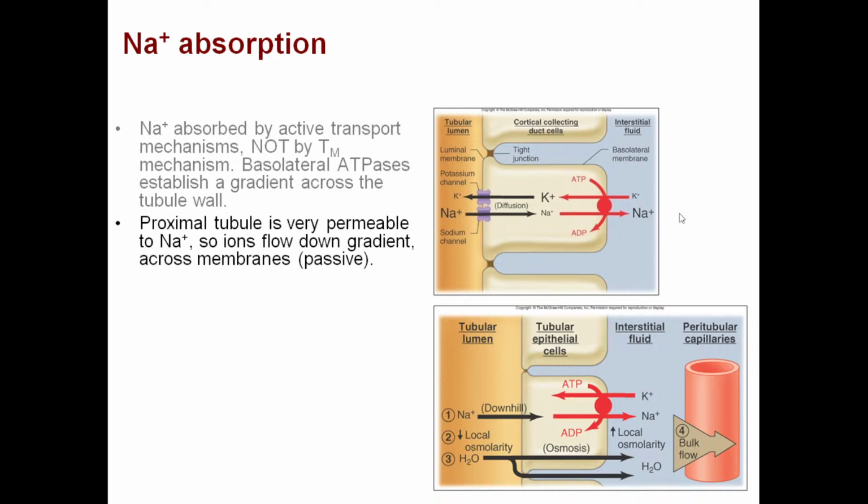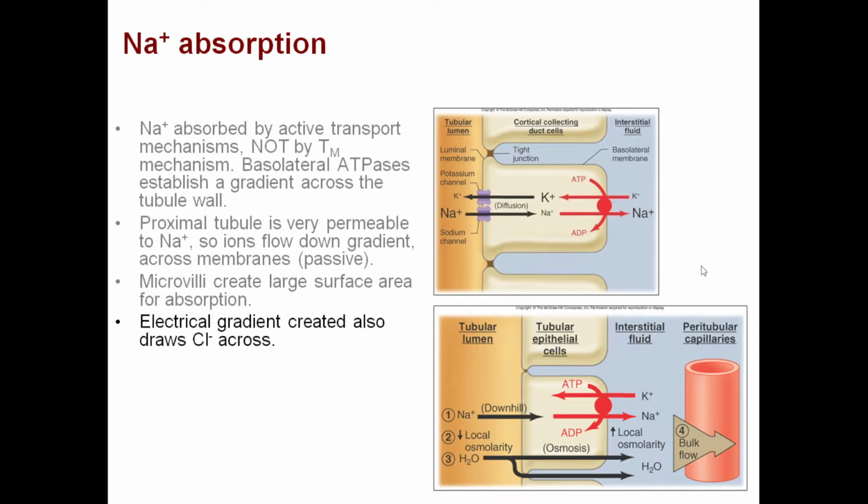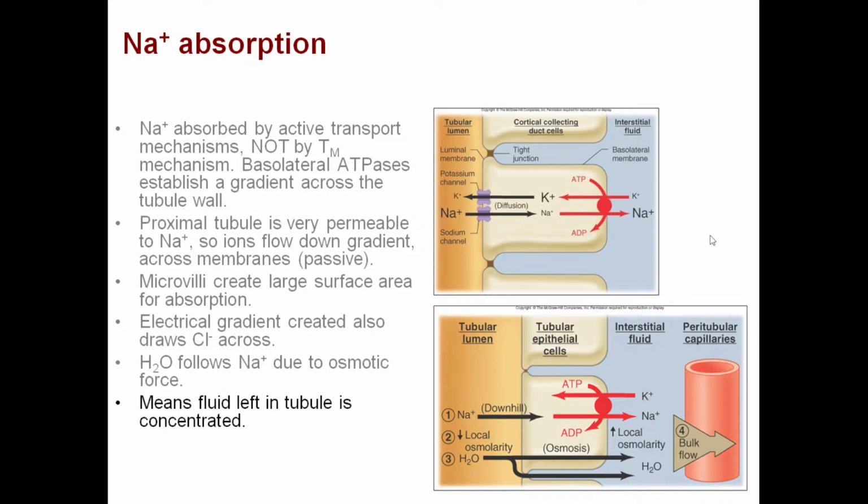Proximal tubule is very permeable to sodium, so ions might flow down the gradient across the membrane, which is passive. And microvilli, as I have mentioned, create a large surface area for absorption. Electrical gradient created also draws chloride across, so usually chloride follows the sodium. And as you know, sodium is an osmotically active substance, so water will follow the sodium due to the osmotic force which is created. Means fluid left in the tubule will be concentrated.